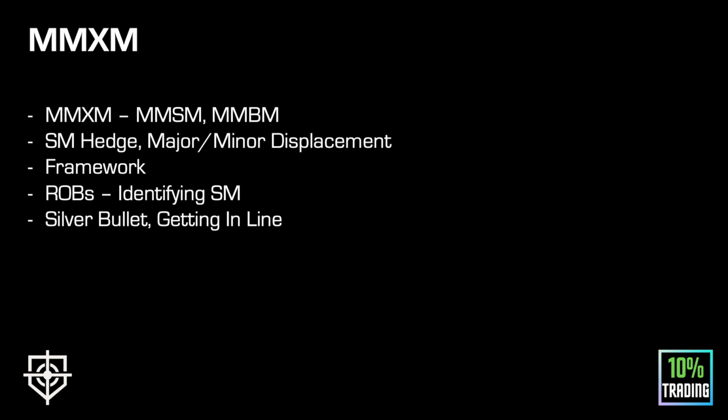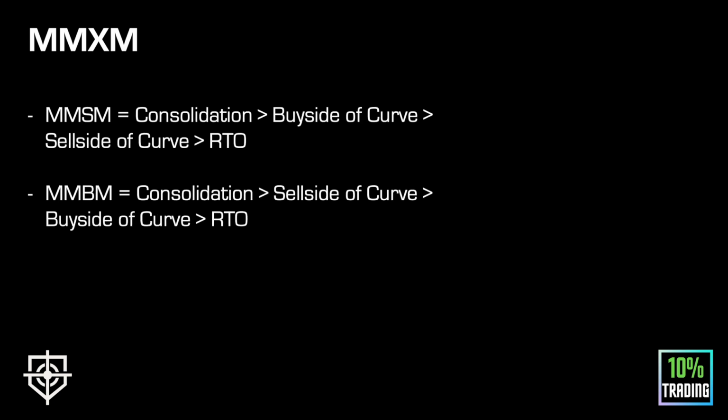So let's start with the basics. A market maker sell model, well, both of them will always start with consolidation. The sell model will have the buy side of the curve first, meaning we have a move to the upside, then we have the sell side of the curve, and then we have what we call RTO. RTO is return to origin. The origin is the consolidation. Why? Because that is where the market maker model is starting. The market maker buy model, again, consolidation, but instead we get the sell side of the curve first, that move down, and then the buy side of the curve after.